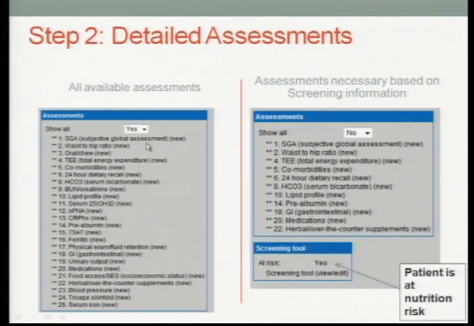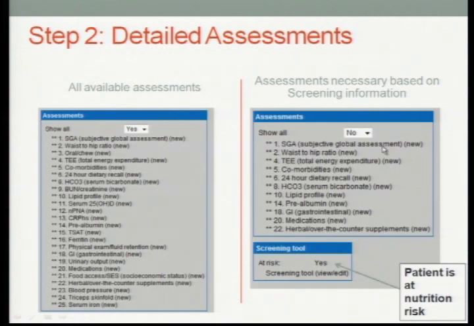So here are all the potential assessments that would come up if someone was just a complete train wreck. But you can always click this little box that says no, I don't want to see all of them. I just want to see those that pertain to my patient and their screening data. And then you'd get a much shorter list of assessments. And you can see down here the algorithm tells you that the patient's at risk.